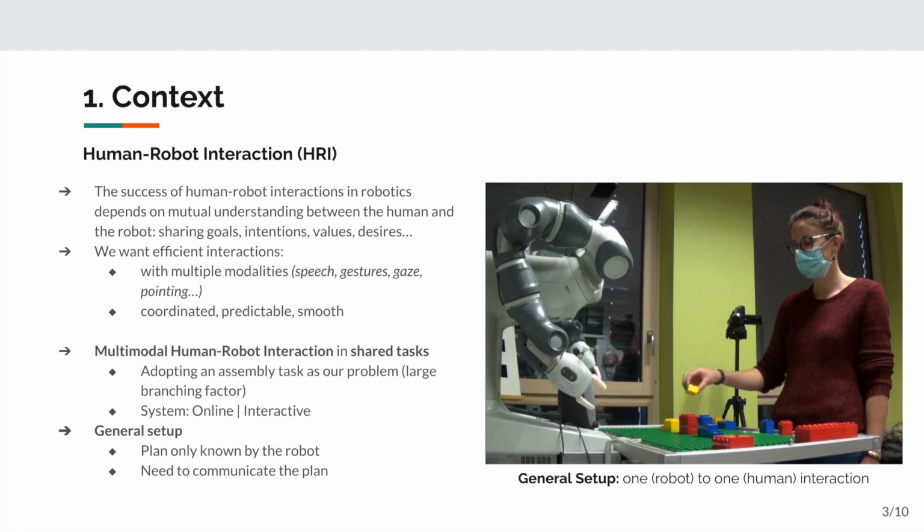We'll be adopting an assembly task as our problem, which has a large branching factor, and we'll use an online interaction to guide the user towards the goal. So the general setup will be as follows. We will have a robot and a human agent both working on a shared Lego assembly task. The plan to finish the task is only known by the robot, so the robot needs to communicate the plan to the user in order to complete it. And the human's job is to follow the robot's instructions until task completion.